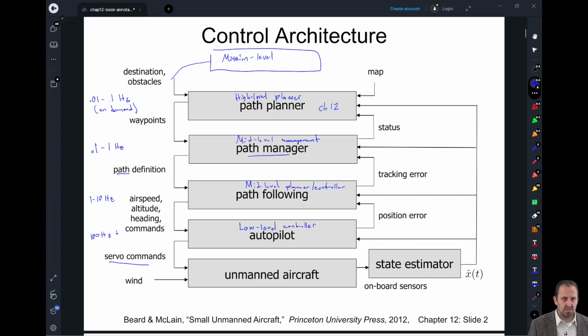Then as we jump up into the high-level path planner, now we're doing this at a much slower rate, perhaps only even on demand, but our horizons are very large. We could be planning over thousands of kilometers, right, in terms of deciding where we're going. Okay, so it's important to note that we have different rates and we also have different lengths of plans.